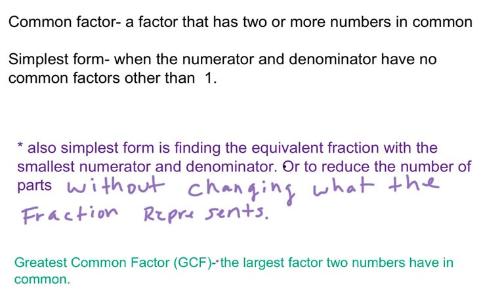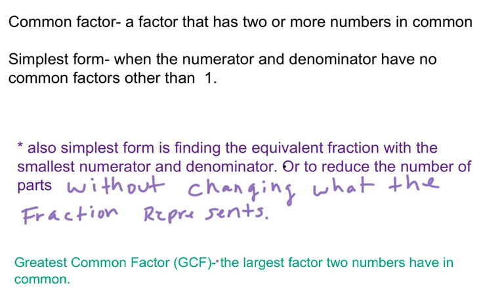A common factor is a factor that has two or more numbers in common. The simplest form is when the numerator and the denominator have no other common factors, or have no common factors other than one. And then remember, when we're talking about simplest form, it's also finding the equivalent fraction with the smallest numerator and denominator, or reduce the number of parts without changing what the fraction represents.